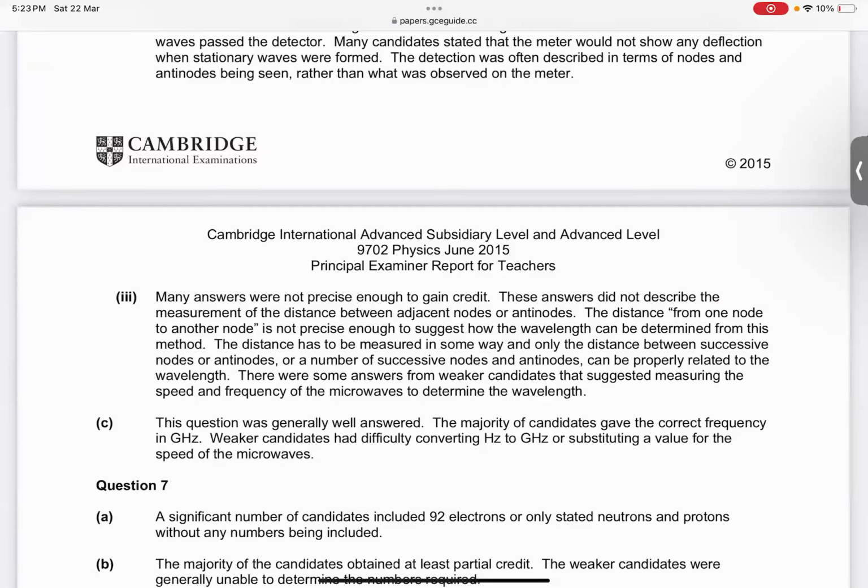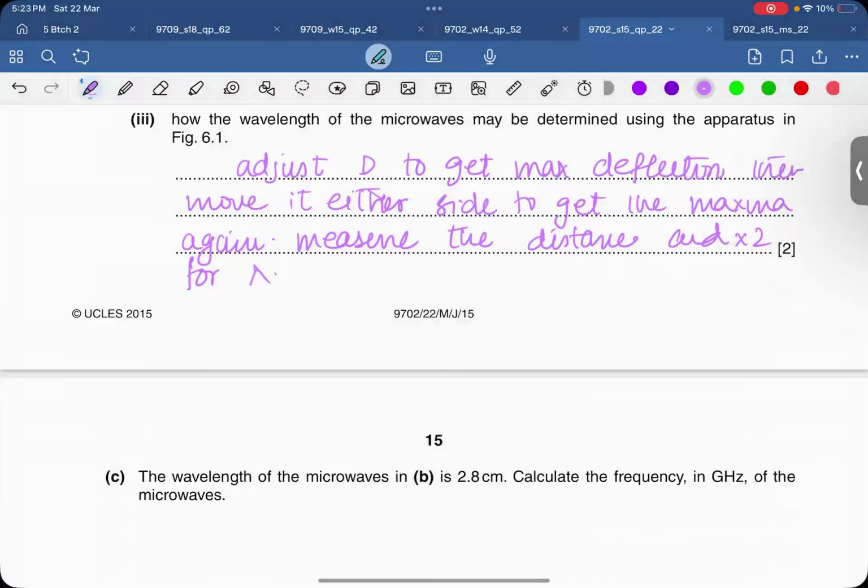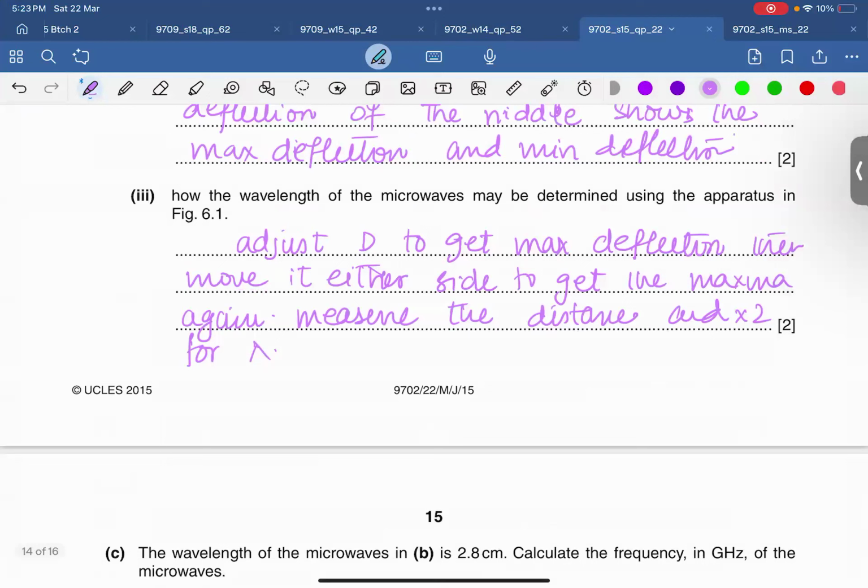Can you give the answer once again, what you wrote? Tell me what you have written in your answer.